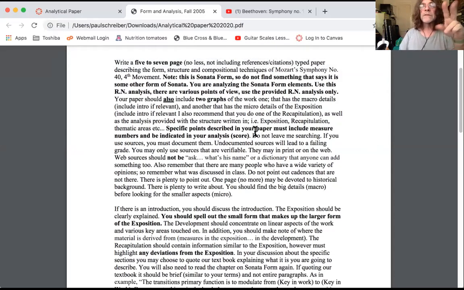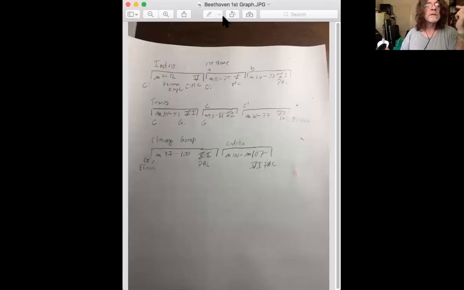Basically, you're doing two graphs. You're doing a big one. You got the exposition, the development, the recapitulation, and just the measures and maybe some key areas to give you an idea of what's going on. And then you have the micrograph. And again, that micrograph, you only have to do the exposition. All right. So it's something that looks a little bit like this. It might have a little bit more details in this. I did this pretty fast this morning.